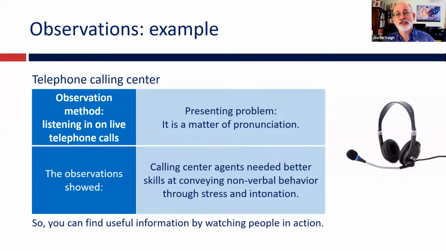It turns out that stress and intonation are very important when you can't see the person in particular.